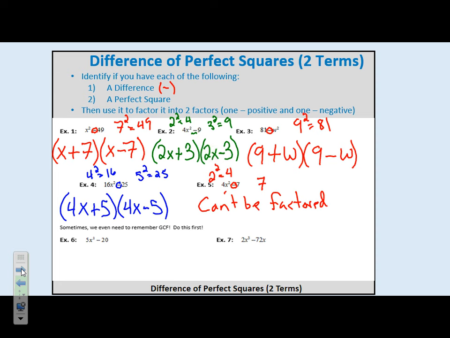Okay, and that's okay. So my answer for this one is just going to be 4x squared minus 7. I'm not going to do anything to it. That's it. And that'll happen if we don't have our perfect squares.